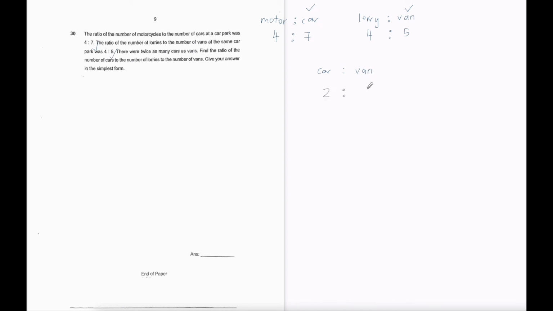Okay, so I'm just following the question. Follow the flow. Don't get too nervous. Let's find out what they want us to do. Find the ratio of the number of cars to the number of lorries to the number of vans. So eventually it's cars, lorries to vans. Give your answer in the simplest form. So yeah, that's everything that they gave us. So let us see what we can do with it, okay? So car has 7 units, and van has 5 units. And it's obviously not 2:1 right now. We have to eventually get 2:1.